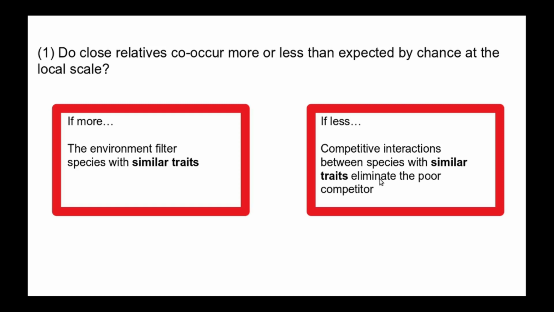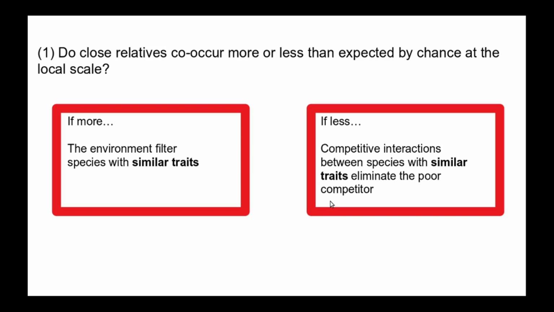So here we see two important premises. First, species are closely related, and we are assuming that they have similar traits just because they are closely related. This is called phylogenetic niche conservatism. But it's not always the case.